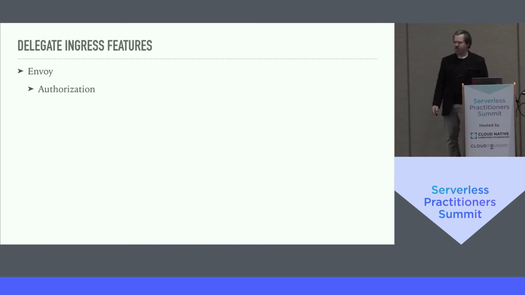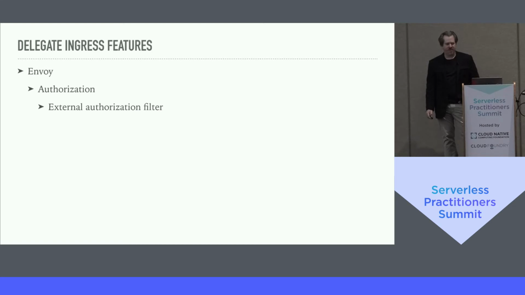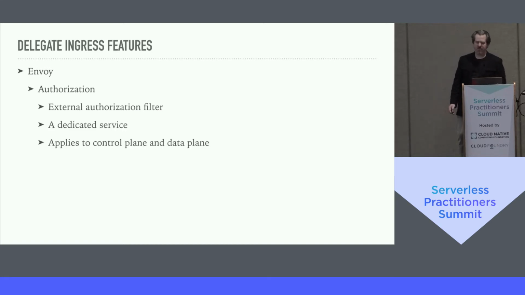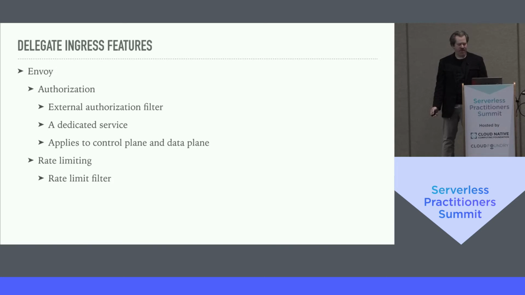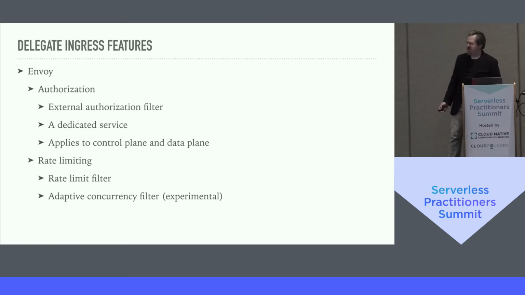And we can do that with Envoy by using some kind of off-the-shelf functionality. For authorization, there's the external authorization filter, where we can provide a dedicated service for authorizing requests. That applies to both the control plane and the data plane. And same with the rate limiting, where there's a rate limiting filter that we can use for that. One of the features in OpenWhisk that we want to keep parity with is concurrency-based limiting, and this is similar to what the experimental adaptive concurrency filter in Envoy provides.